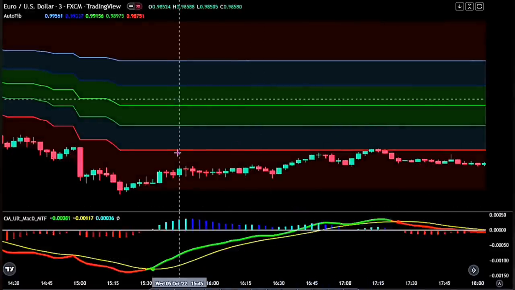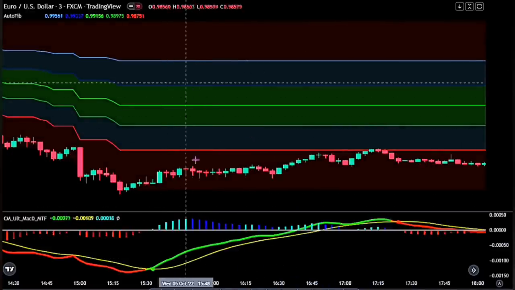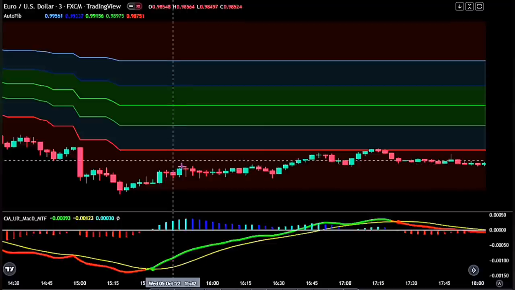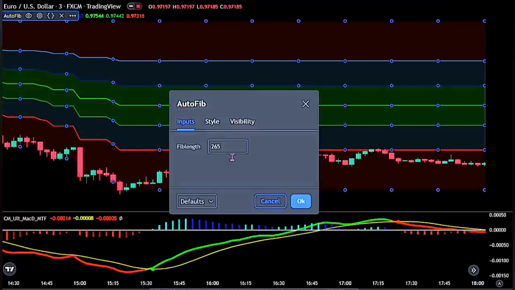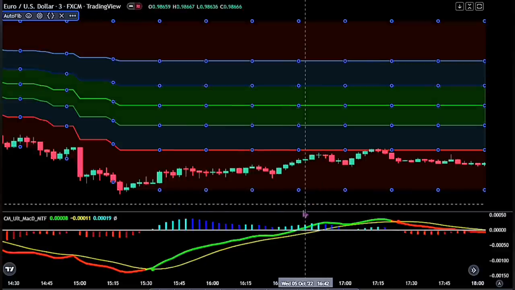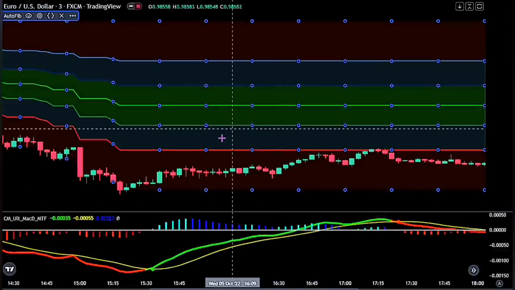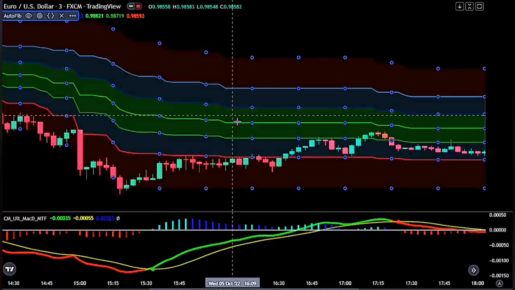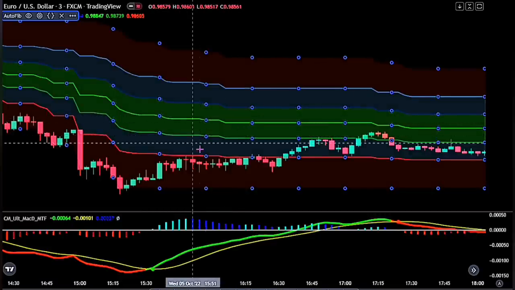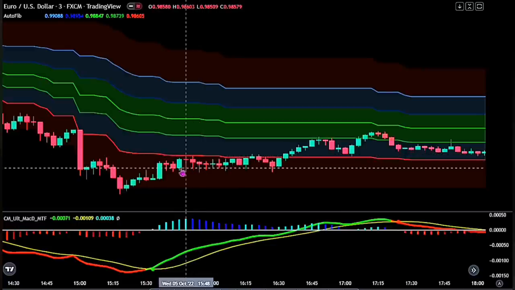Now let's quickly adjust the settings for these indicators in order to make the best out of this strategy. Double click on the auto fib. On the input, I want you to change the length to 100. And that's all for this settings. This auto fib will help us cap our losses to achieve the maximum profit attainable in the market using its different levels for risk management.